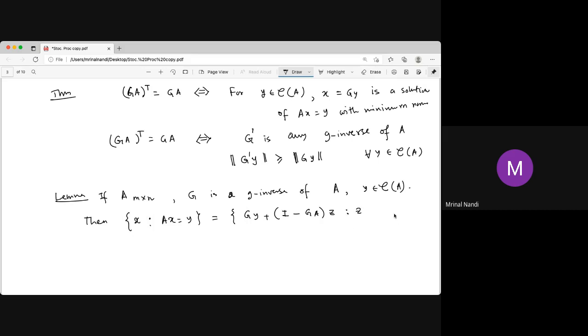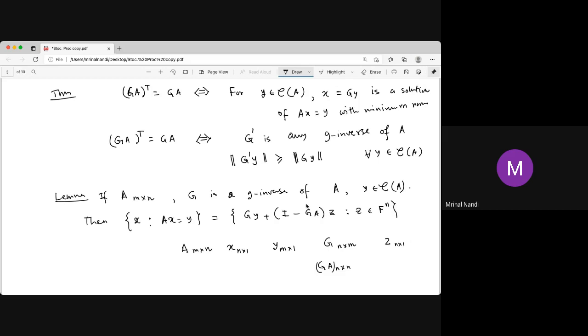So z, what will be the order of z? A is m cross n, x is n cross 1, y is m cross 1, G is n cross m, GA is n cross n, and I is n cross n, so z is n cross 1. Z is n cross 1, so it belongs to F^n. So these two sets are equal.